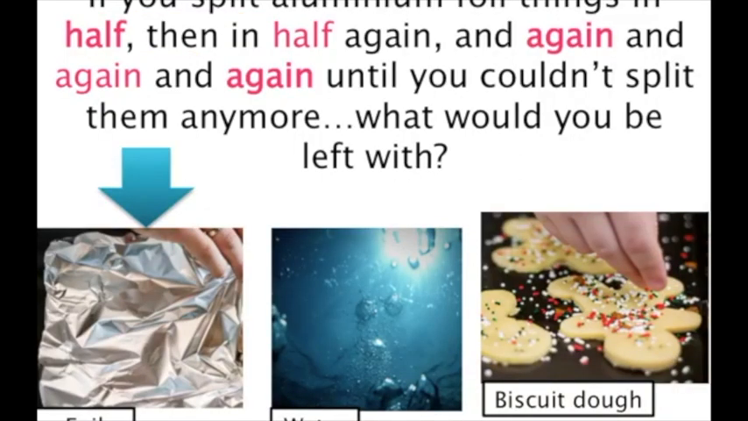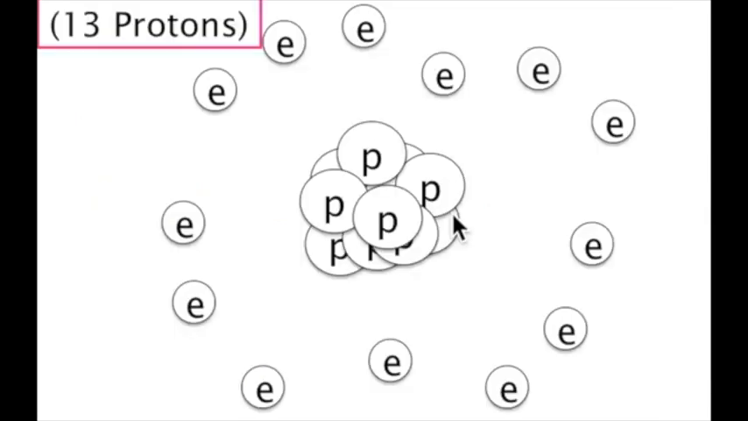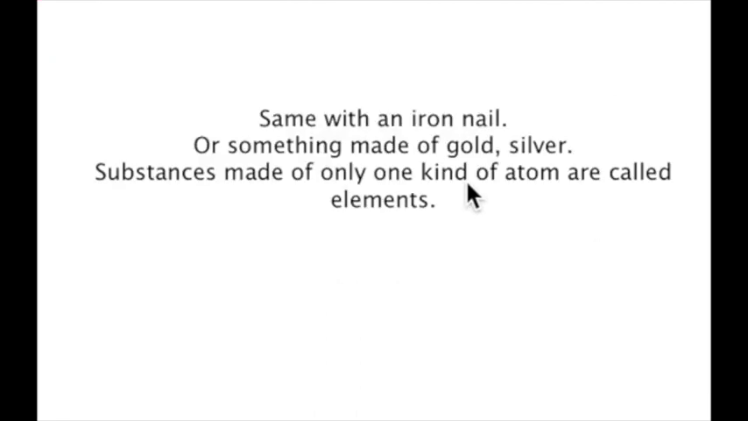So let's go back to our question at the beginning. If you split that foil again and again and again until you couldn't split it anymore, you would be left with an atom of aluminium, which has 13 protons in the middle. And it's the same with the iron nail or something made of gold or silver. If you split a gold ring again and again and again, you would just get an atom of gold. So any material like that that is made of only one kind of atom, they are called elements.